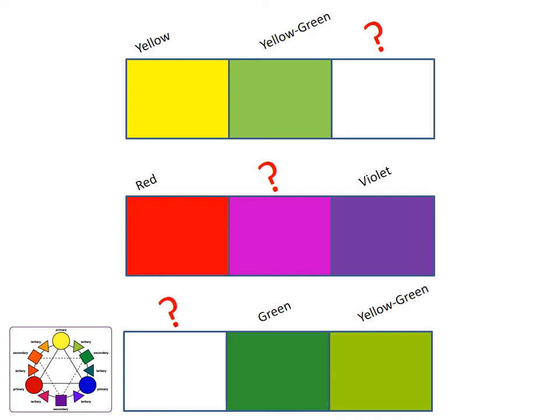On the very last example, we have yellow-green, green, and then what would be on the other side of that? If you need help, you can come over to the color wheel here. Yellow-green, green, and then blue-green is what comes next. This would also be an analogous color scheme.